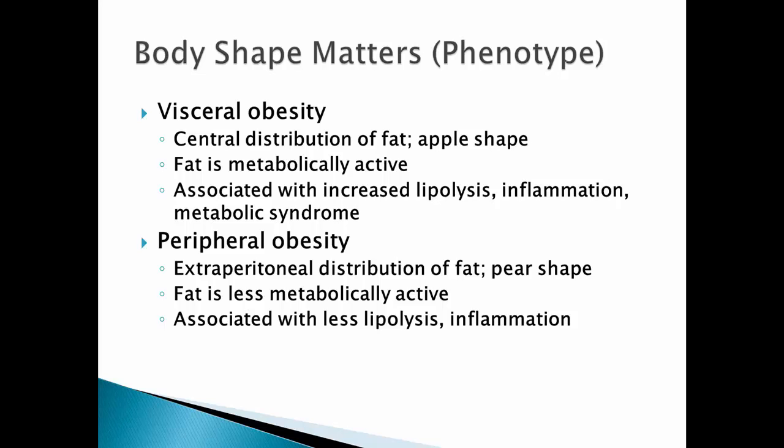The last thing we want to address and think about is body shape and our phenotype, because body shape matters. And it matters in terms of where the fat mass is. And this is what we're talking about when we talk about visceral versus peripheral obesity. With visceral obesity, we have a phenotype that is characterized by the central distribution of fat, or the apple shape.